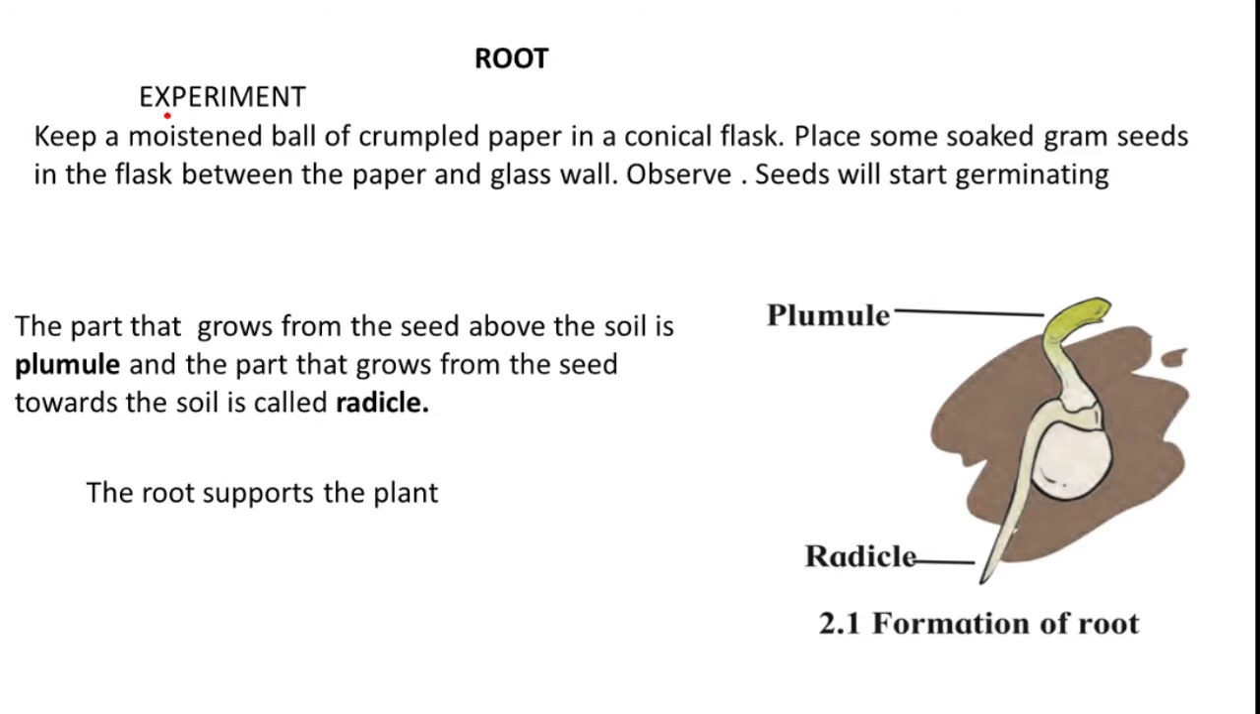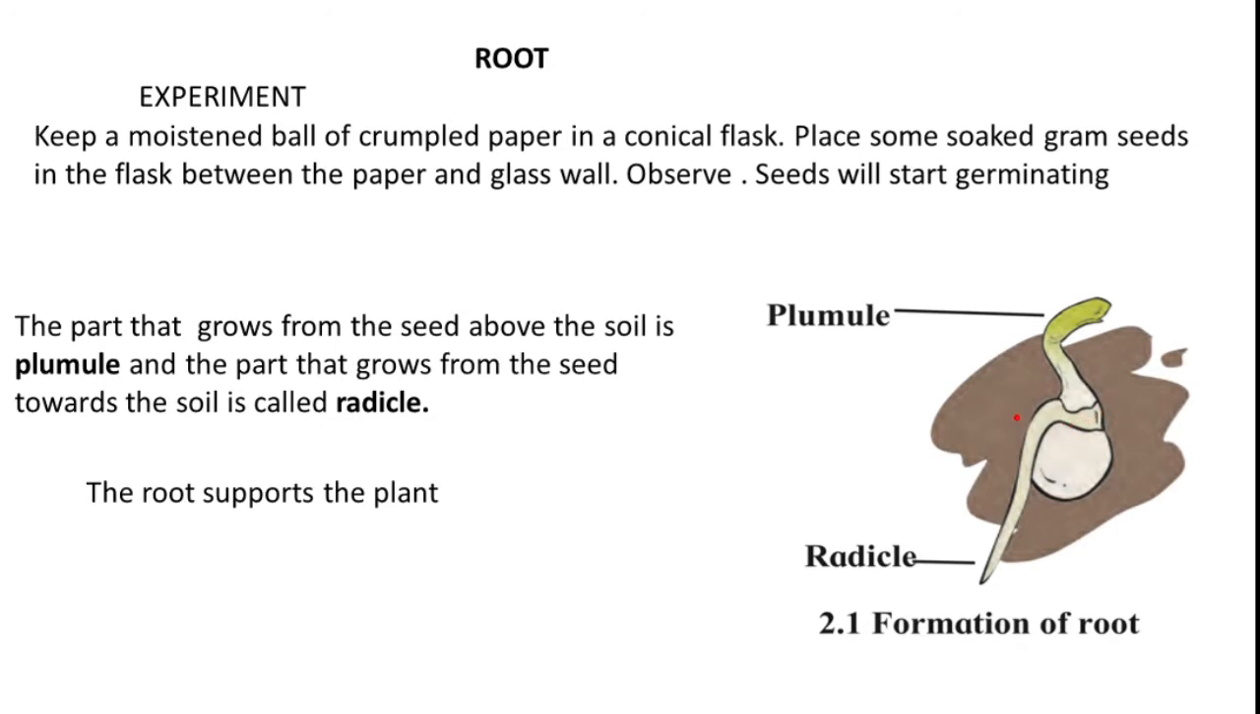The root. First we will start with an experiment. Keep a moist ball of crumpled paper in a conical flask. Place some soaked gram seeds in the flask between the paper and glass wall. So observe it. What we can see is that the seeds will start germinating. So here is a picture of a germinating seed.